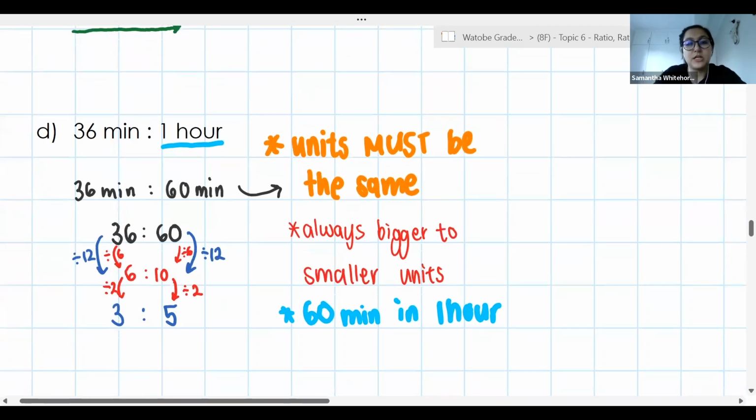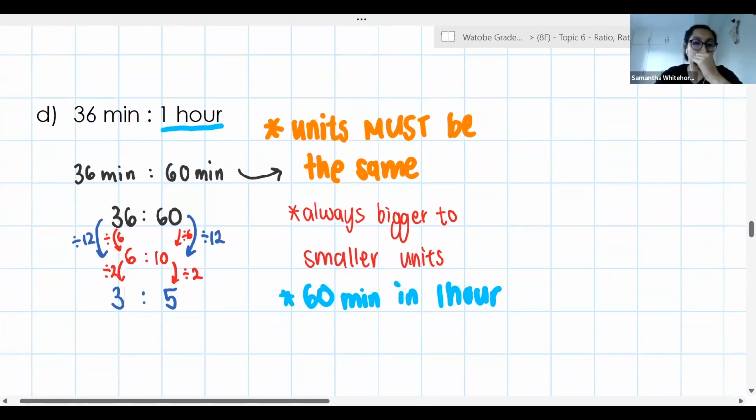So I'll stop here in case you need to take a screenshot of that, and then we're going to have a look at another example. But importantly here, the takeaway is that you need to have your units the same. Right, I'm hoping we've got those screenshots, guys.